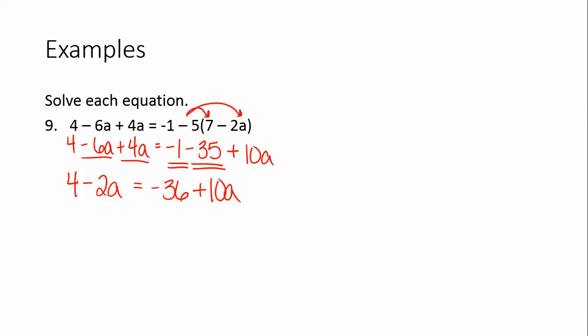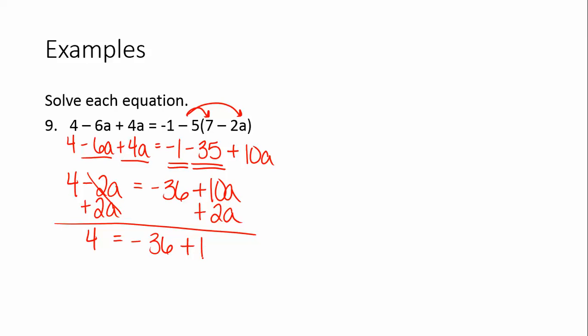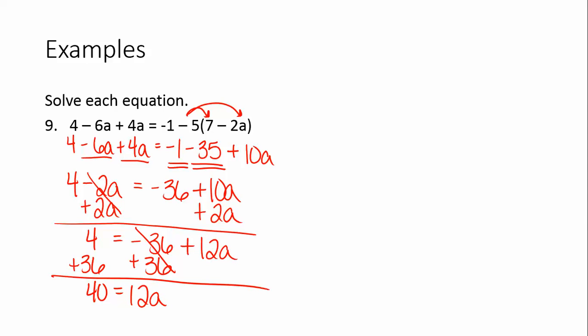Now I want to move the variables to the same side. So I have a minus 2a and a positive 10a. Hopefully you'll agree that the negative 2a is smaller. So I want to add 2a to both sides. It's going to give me 4 equals negative 36 plus 12a. I'm going to add 36 to both sides. And we get 40 equals 12a.